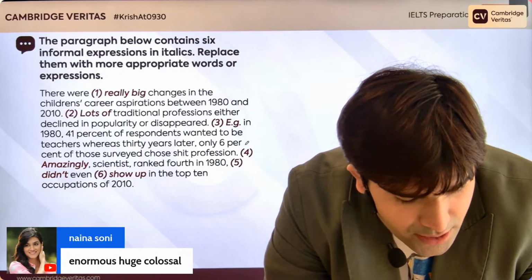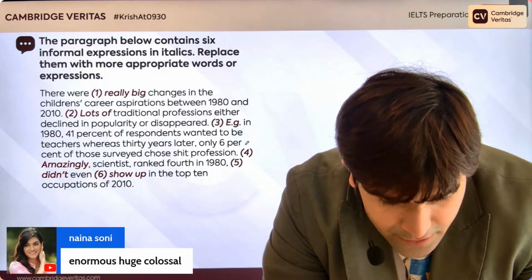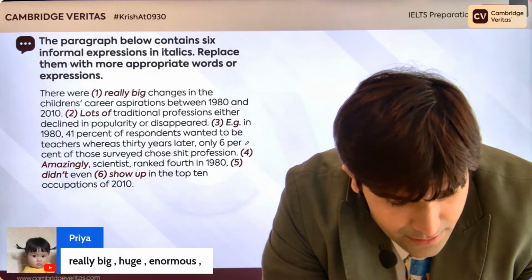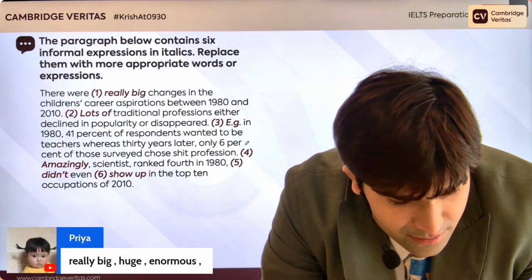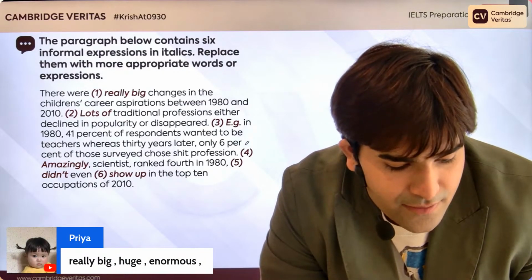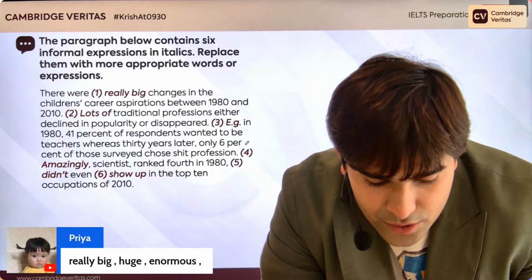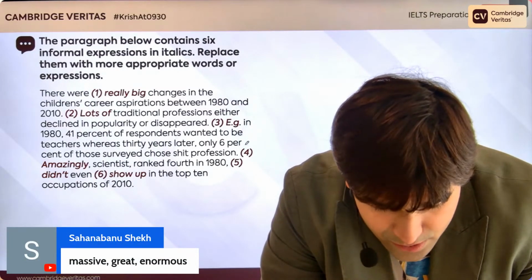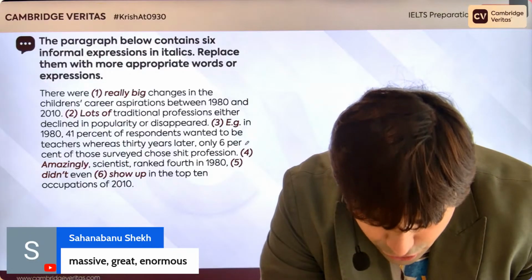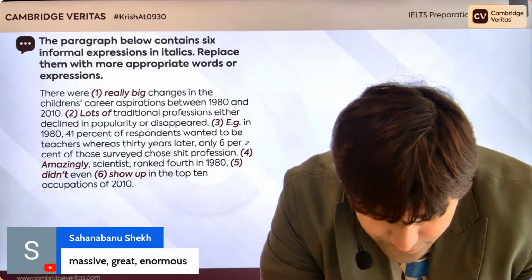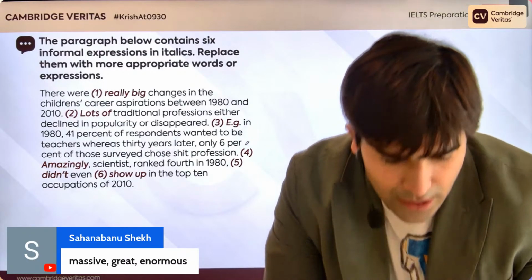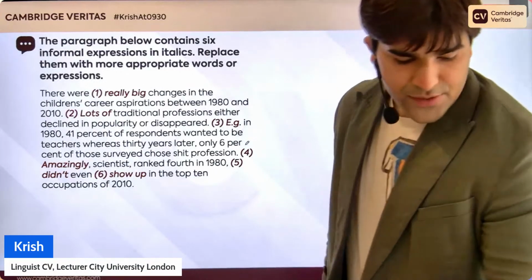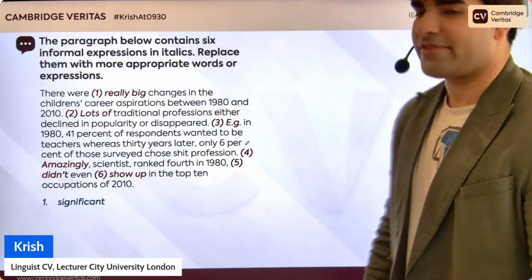Enormous, huge, colossal. Philip says massive. Priya says really big. Really big is informal, so we use huge, enormous, okay? Sahana says massive, great, enormous. Vast, huge. Thank you. Okay. So I'll show you what I have written. Everybody's right. Well done. Significant.